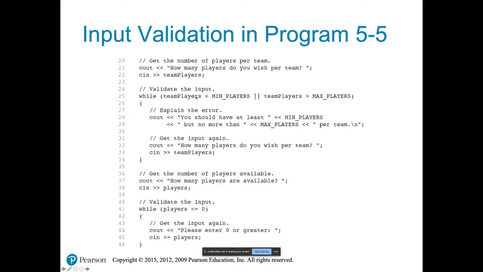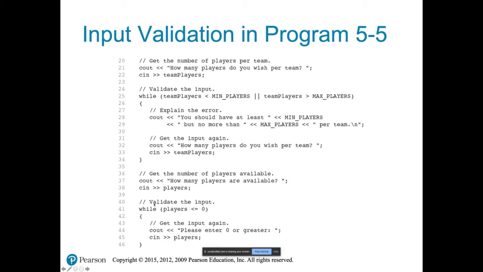Here's another example. While team members is less than this and or this, remember we're checking outside the ranges. If it's inside the range, we use an and. So they're using the or to check outside. If the value for min players is less than min players or greater than max, display an error message and read in the input. So it's going to keep them here until this statement becomes false. Remember with or statements, both of them have to be false for it to exit out.